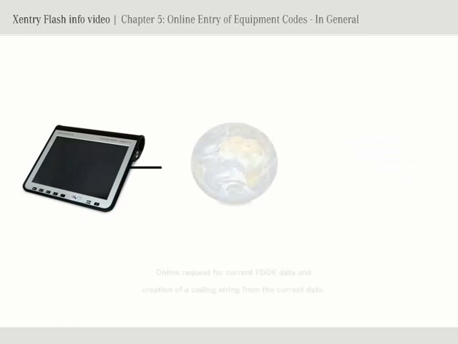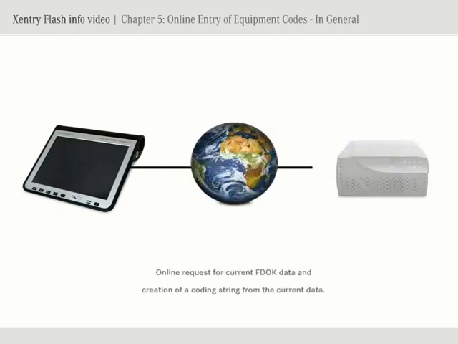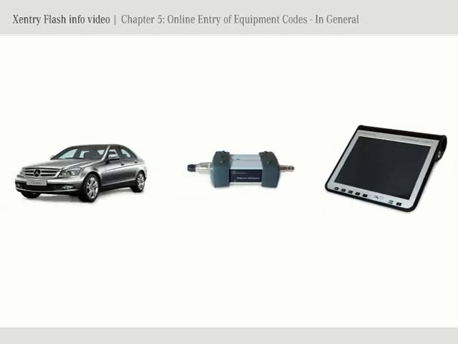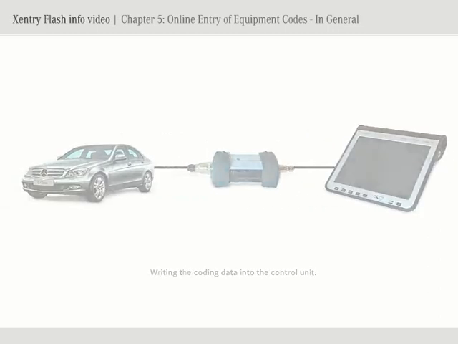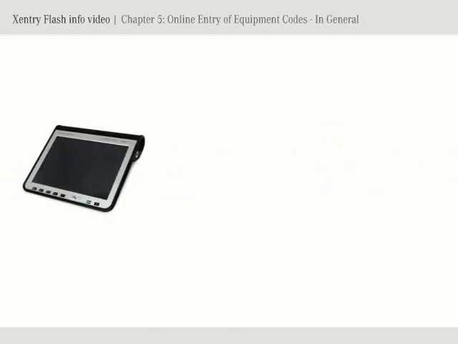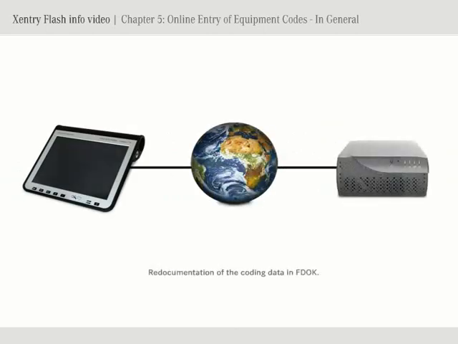SCN coding of the control unit in question is often necessary in order to activate a retrofit. This involves requesting SCN coding data online in the central systems and transmitting it into the control unit. The process ends with the redocumentation of the changes made into FDoc.